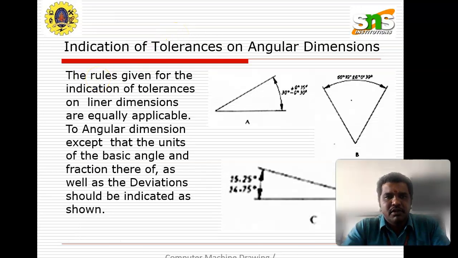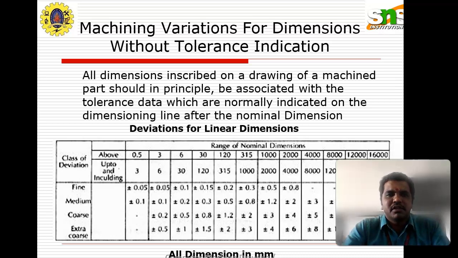In this video, we are going to deal with the machining variation for dimensions without tolerance indications. All dimensions inscribed on drawings of machined parts should in principle be associated with the tolerance data, which are normally indicated on the dimensioning line after the nominal dimensions. Here are the deviations for linear dimensions, represented column-wise, with the range of nominal dimension values in the upper row. In this table, all the dimensions should be represented in millimeters.